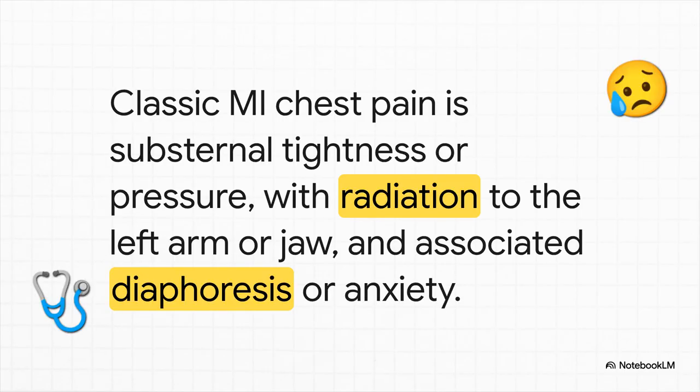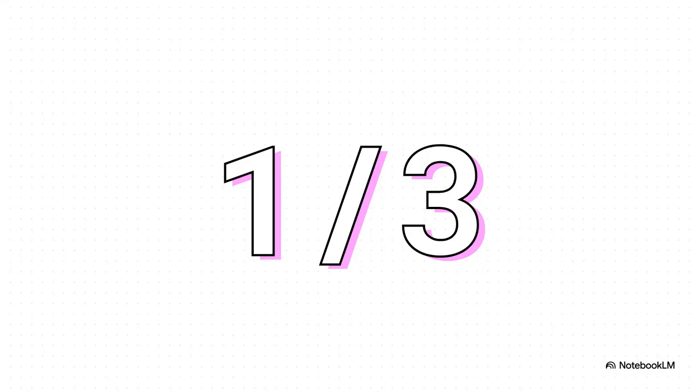Now, we all know the textbook description, right? The crushing substernal chest pain radiating to the left arm. And sure, you'll see that. But you have to remember that atypical symptoms are incredibly common, especially in women, older patients, and people with diabetes. They might just feel weak or nauseous or just off. And get this, a full 1/3 of patients who are confirmed to be having an MI have no chest pain whatsoever when they present. Let that sink in for a second. 1 out of every 3 patients won't have the single symptom we're all taught to look for. That's why your index of suspicion has to be so high.